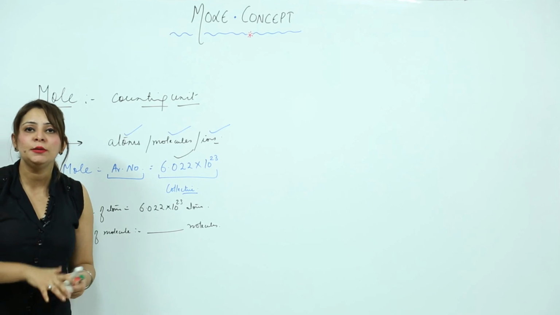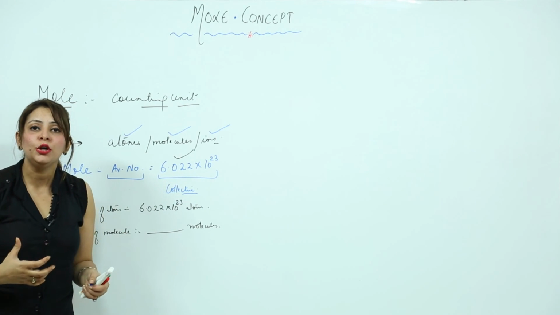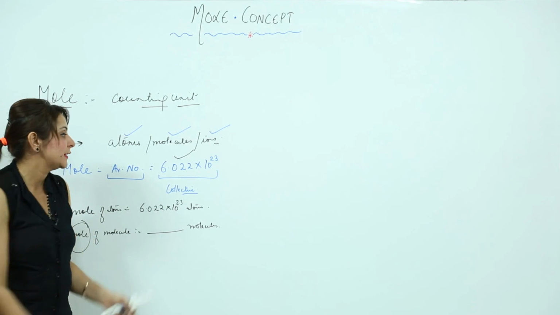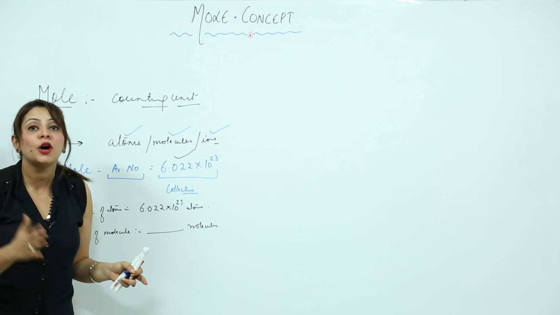So when I say 1 mole of atom, that means how many atoms? This many atoms. If I say 1 mole of molecules, how many molecules? This many molecules. If I say 1 mole of ions, how many ions?